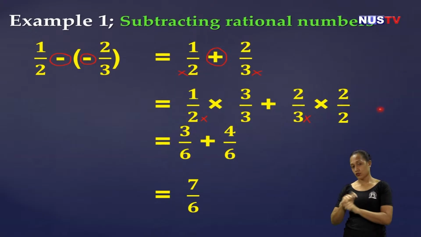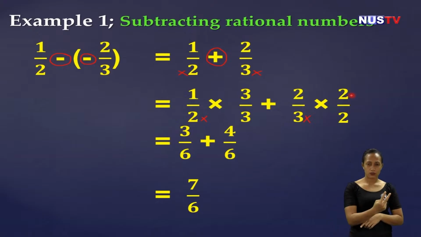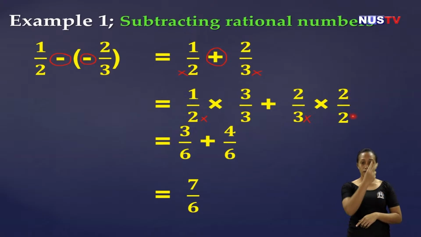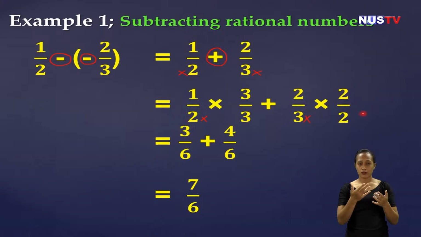Then we say 2. 2 over 2. How we place the 2? We place it in this way.